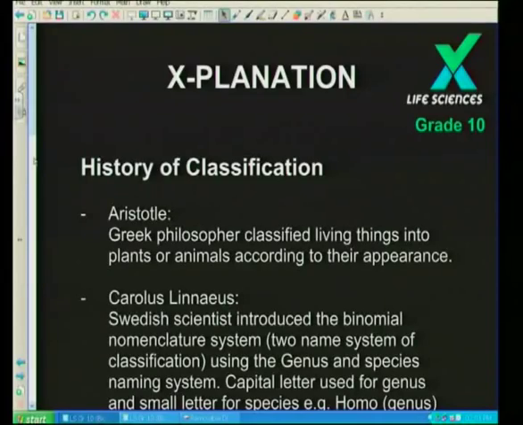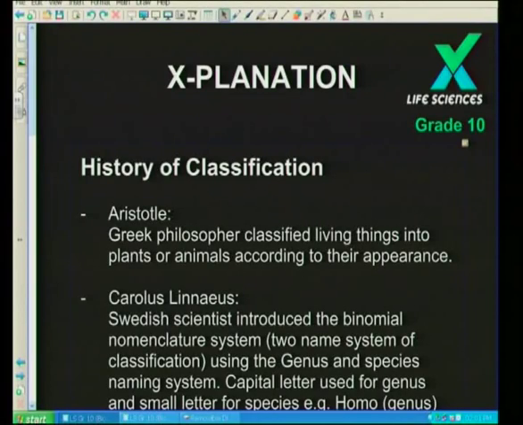Welcome back. We now look at the classification schemes and in particular the history of classification. Now this can be confusing, but if you put all the facts into a table, you will be able to memorize and understand it a bit better. Let us now look at the history of classification.